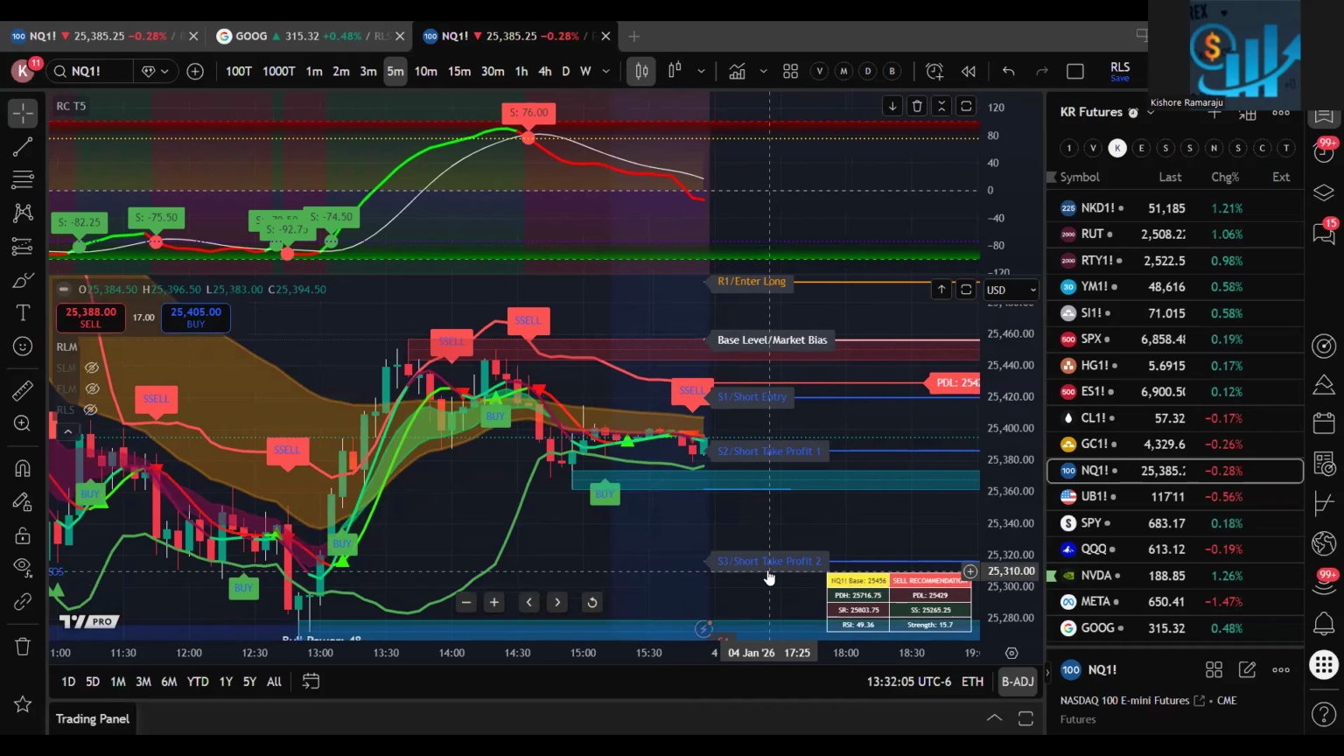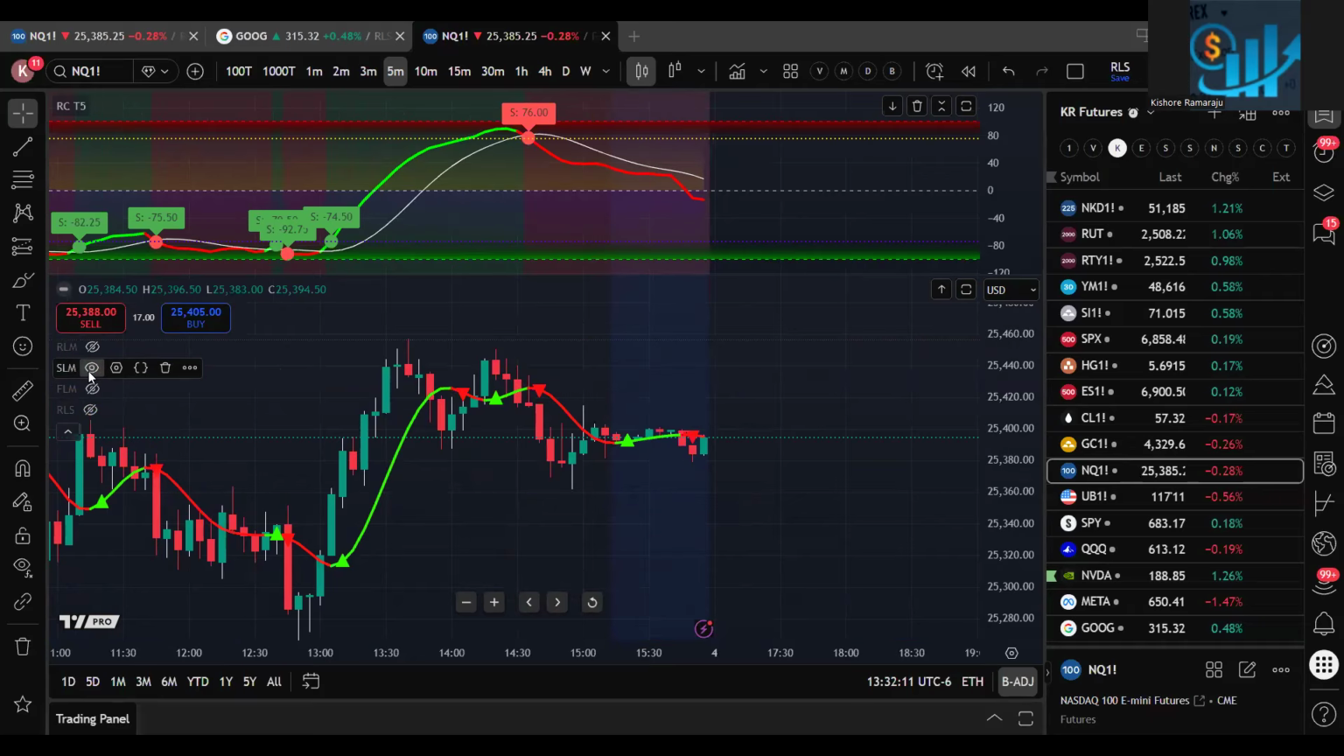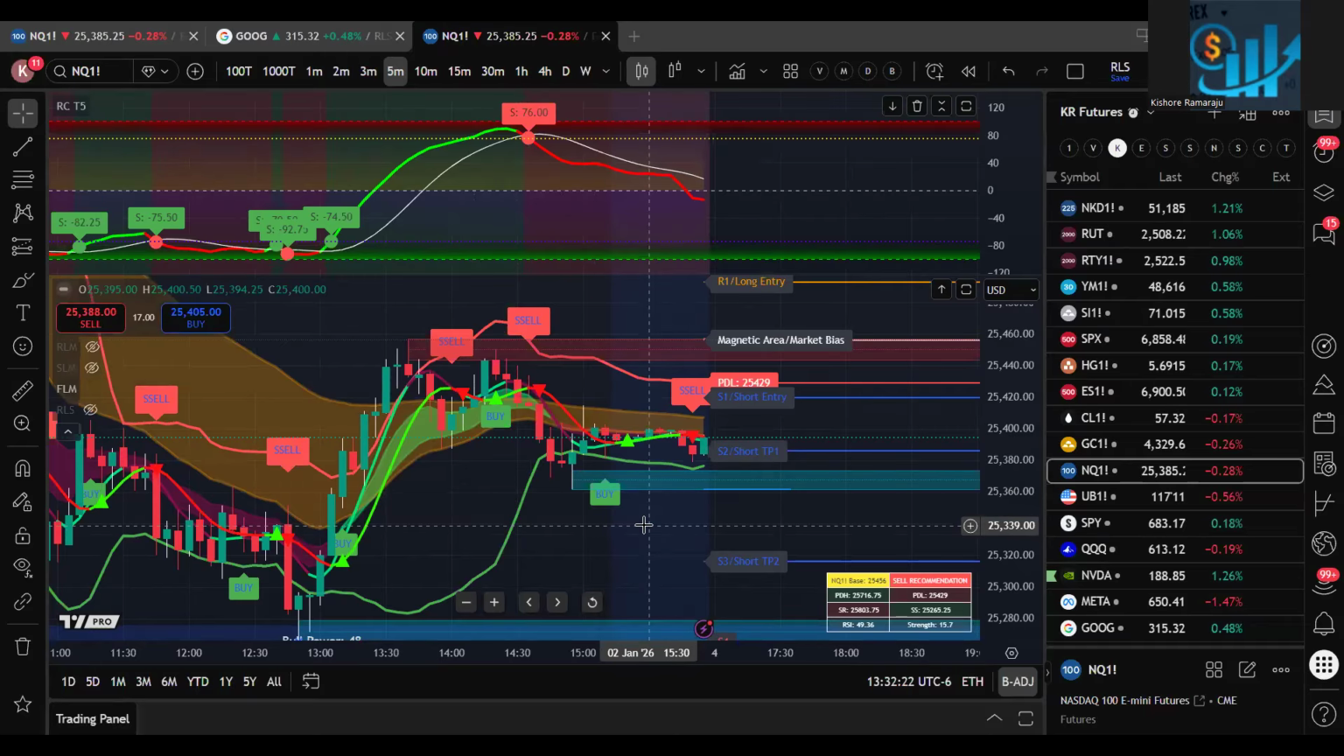So that is how this RLM, FLM, SLM works. RLM is for futures, stocks, options. SLM is mainly for stocks and options, whereas FLM is mainly for futures. So this indicator is mainly for your prop firm trading. If you want to do prop firm trading, this is the best indicator which you can use.